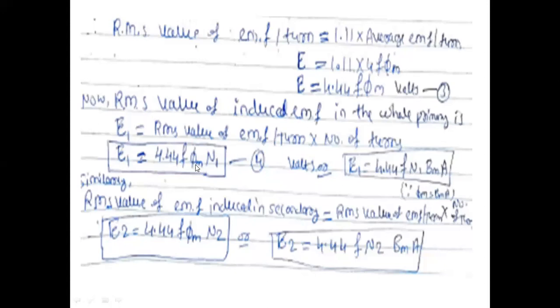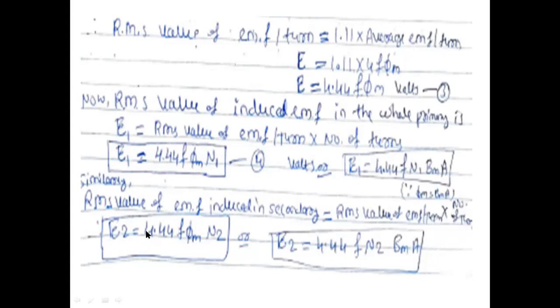Similarly, the same flux is linked with the secondary also. So we can write E2 equals 4.44 fφm N2. Only the N1 and N2 terms change here, other things are the same. So the RMS value of the EMF induced in the secondary winding equals the RMS value multiplied by the number of turns in the secondary, N2.